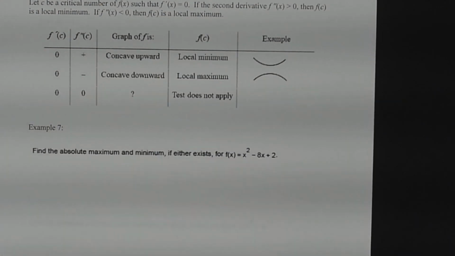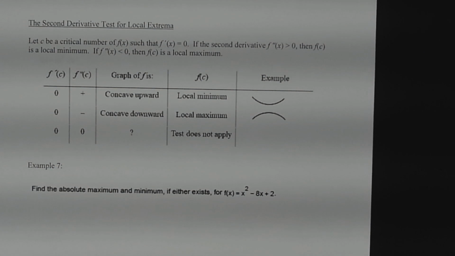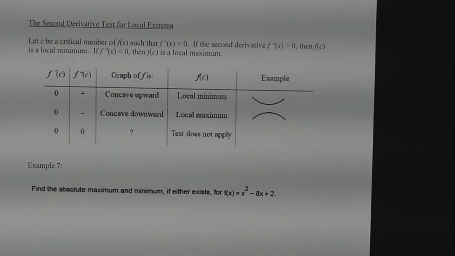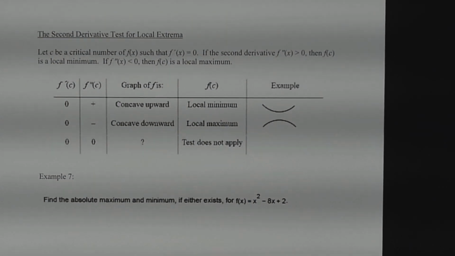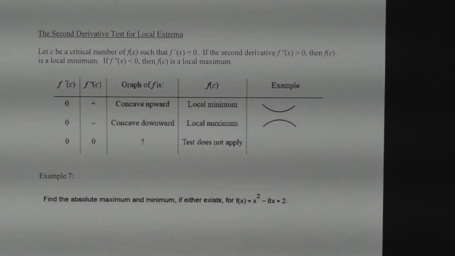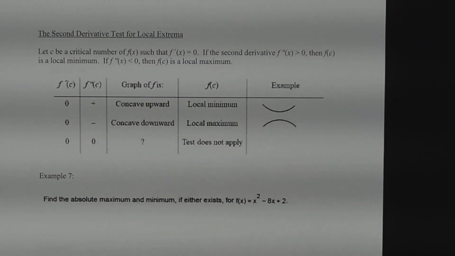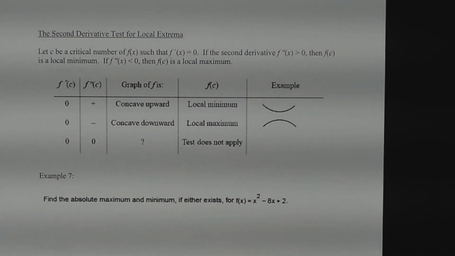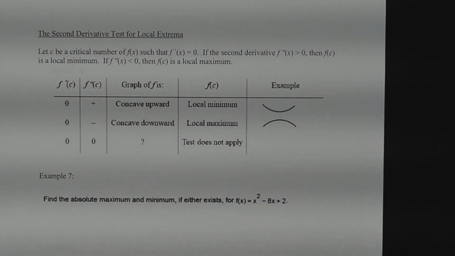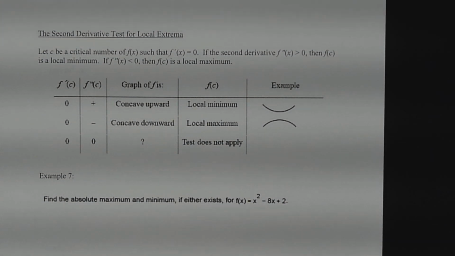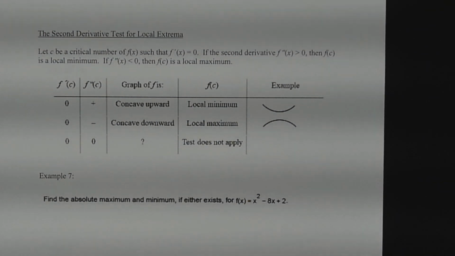All right, next we'll look at the second derivative test for local extrema. Here we're going to let c be a critical number of f of x such that f prime of x is equal to 0. If the second derivative, f double prime of c, is greater than 0, then f of c has a local minimum. If f double prime of c is less than 0, then f of c has a local maximum.